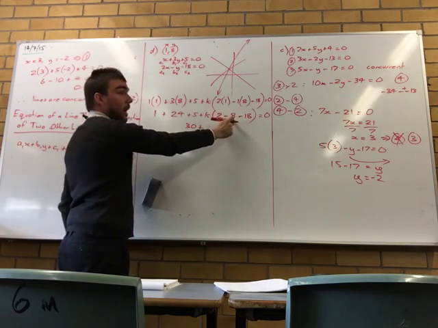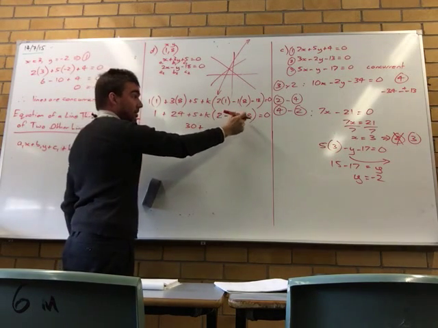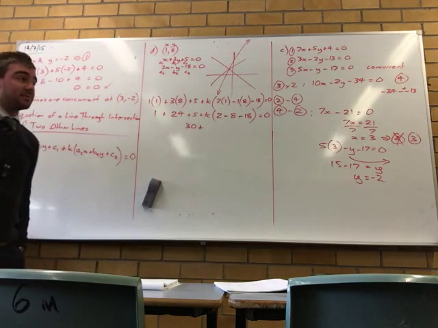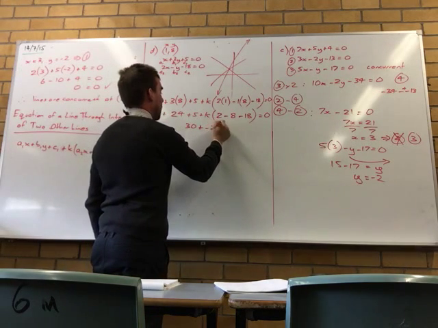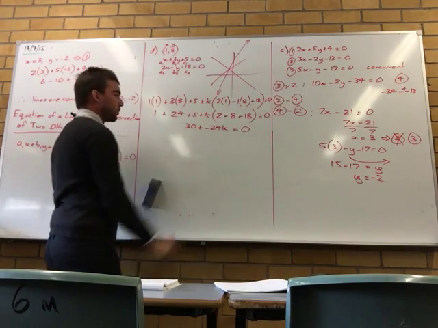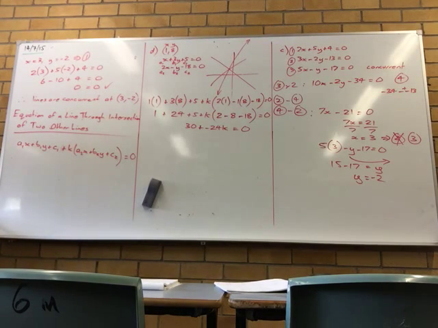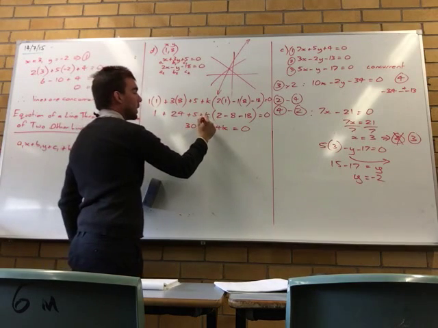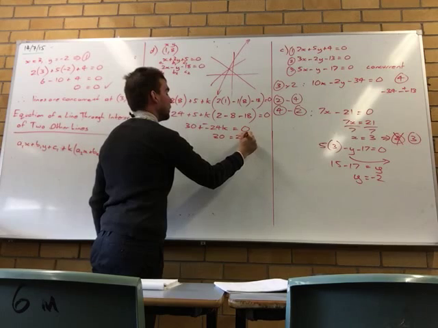Alright, 2 take away 8. Negative 16, take away negative 18. Oh, sorry, negative 6, take away negative 18. So negative 24k, okay, equals 0. 24k, that's a lot. Right, so plus minus becomes a minus. That means 30 is equal to 24k.